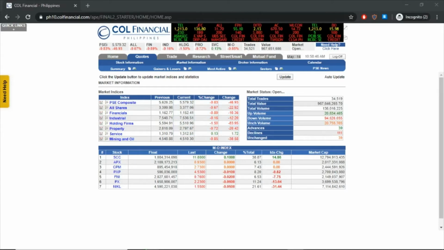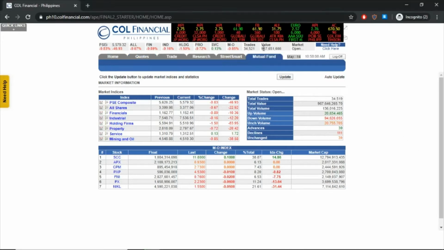If it's not reaching 5 billion, guys, that just means that if it's between 4 billion and 5 billion, the market is still getting better, and the market is stabilizing. But if it's below 2 billion, like right now, it's 967 million, it means the market is really, really low. And you would see that most of the stocks are currently colored red.